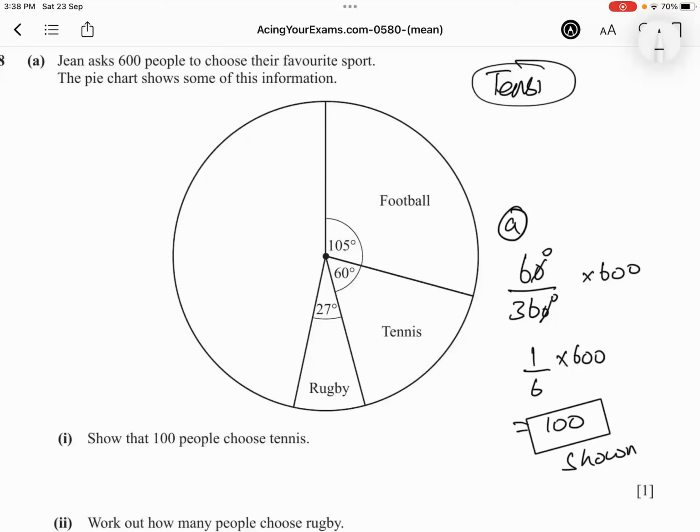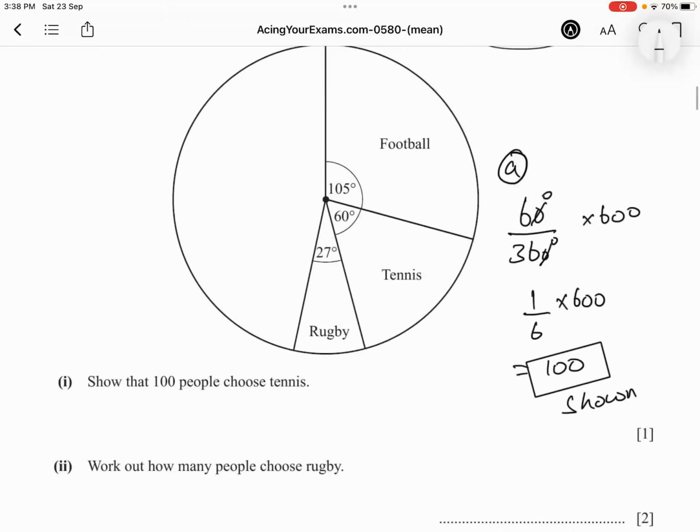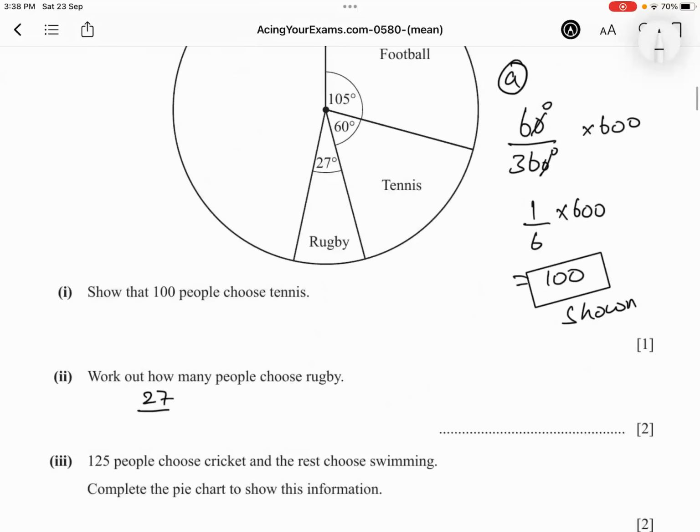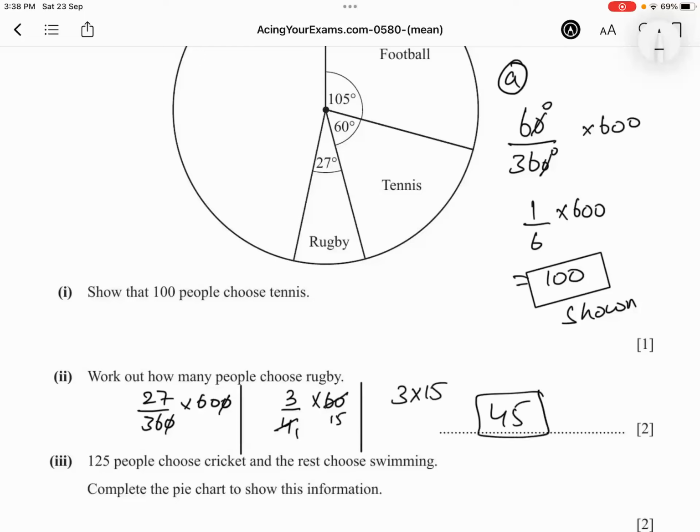Part A. Work out how many people chose rugby. Okay, so rugby is 27 degrees. So 27 out of 360 is rugby times 600. So 0, 0 cancel. Now let's cancel with table 9. So 9 threes are 27, 9 fours are 36 times 60. So we can do 4 ones are 4 and 4 times 15. So 3 into 15 is the answer, which is 45 students. They pick rugby as a favorite sport.